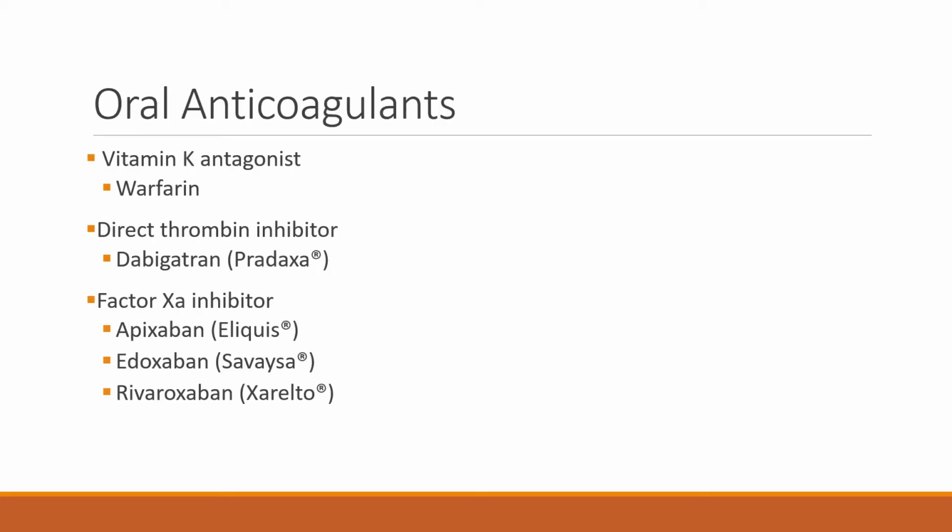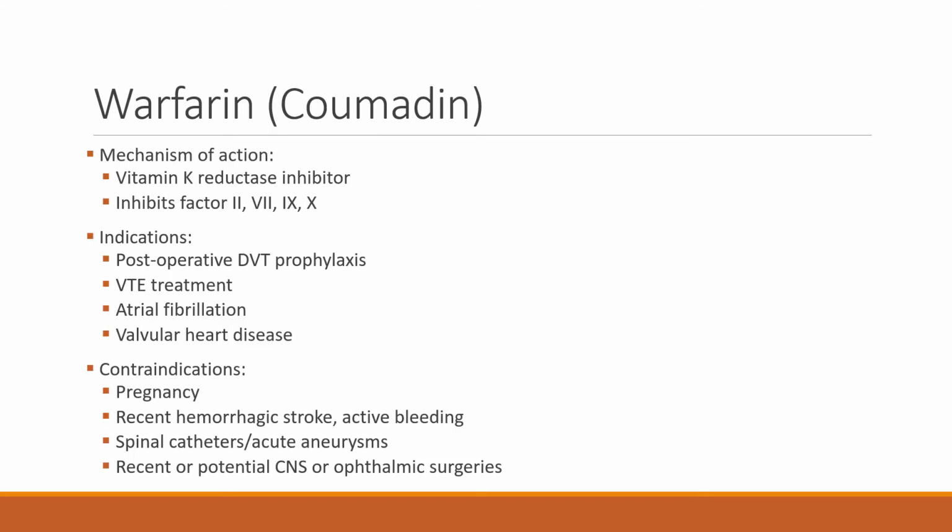Oral anticoagulants. We're going to talk about each of these together. The first one, of course, is Warfarin or Coumadin, which is a vitamin K antagonist. We have a direct thrombin inhibitor, dabigatran, and then factor Xa inhibitors, including apixaban, edoxaban, and rivaroxaban. So first we're going to start with Warfarin or Coumadin. The mechanism of action is that it's a vitamin K reductase inhibitor, and it prevents activity of factors 2, 7, 9, and 10. And it's indicated for post-op DVT prophylaxis in some patients.